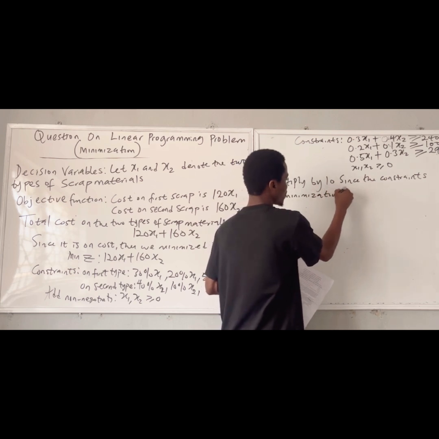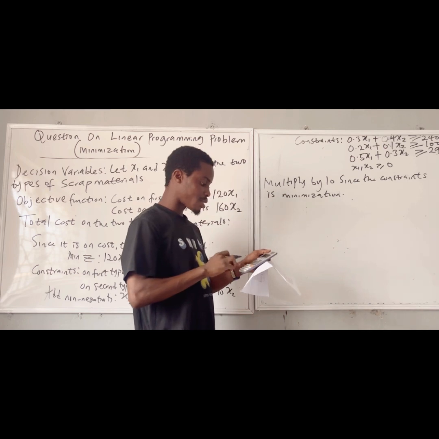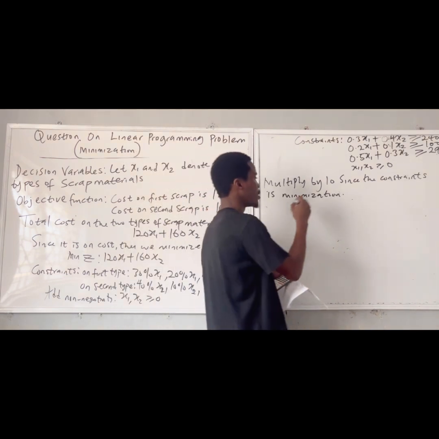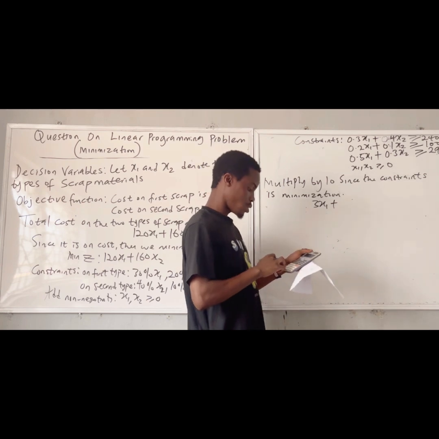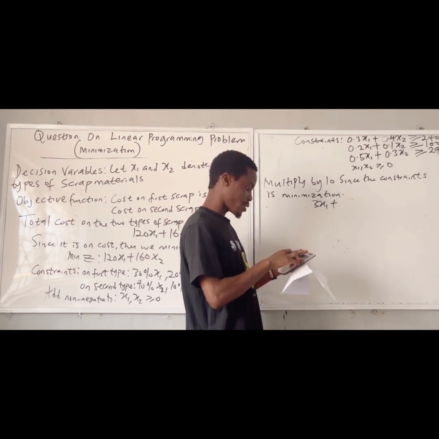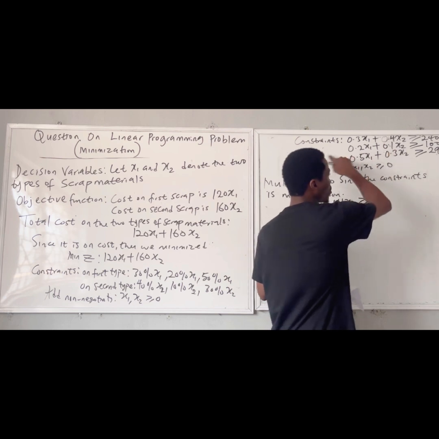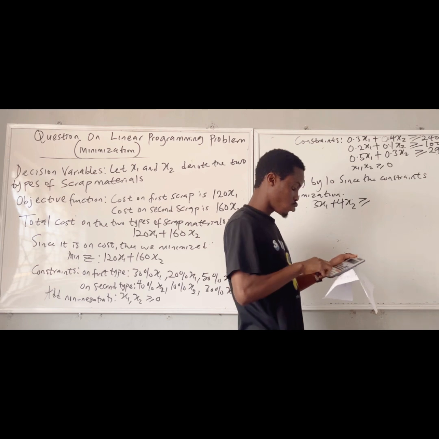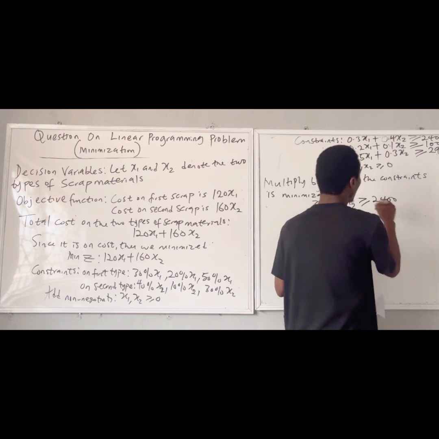Since this is minimization, if we multiply our first constraint by 10, 0.3 times 10 gives 3, so I'm going to have 3x1 plus, if I multiply 0.4 by 10, I'm going to have 4x2 greater than or equal to. I'm multiplying throughout by 10, so 240 multiplied by 10 gives 2,400.